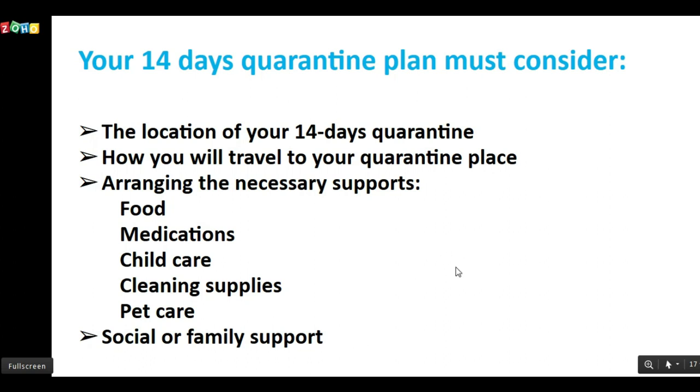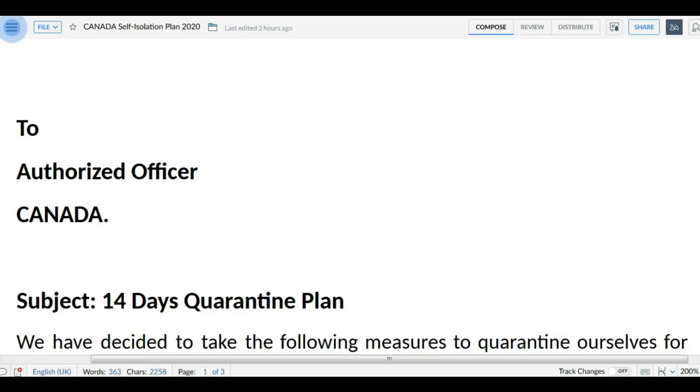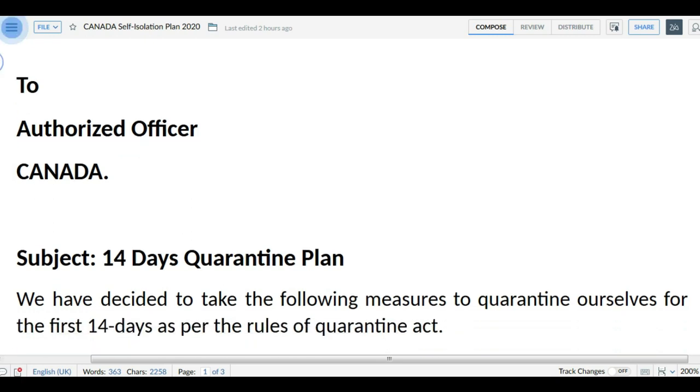Now let's see how to write the quarantine plan for Canada. You can create one separate document for that, and in that you can write these details. To start with, you can write some introductory statements to the authorized officer of Canada.